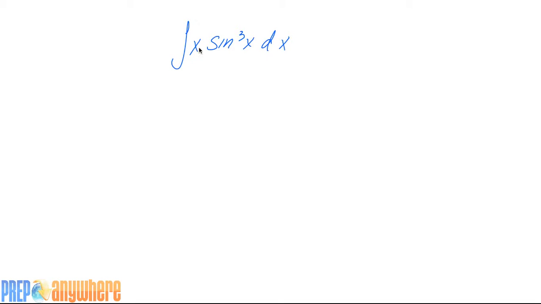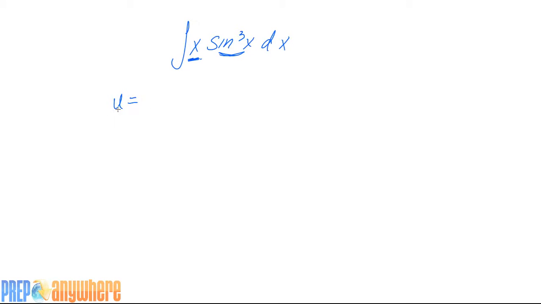This one involves not only sine but also a non-sine, a single power of x. Okay, so something like this. This is not integration by substitution. First we have to separate the x and the trig ratio by using integration by parts.